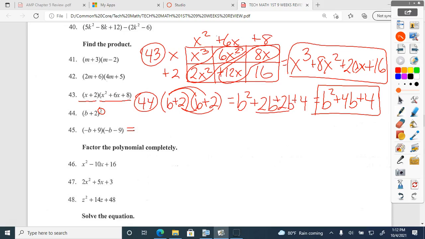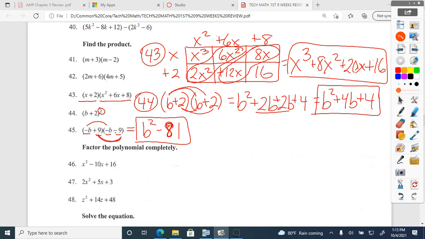45, I gave you one where it has a shortcut. These are exactly the same except for the what? The sign. Okay? If that's the case, you just have to do the first two times the last two. Negative b times negative b is b squared. Positive 9 times negative 9 is negative 81. You don't have to do the parts in the middle because they're going to cancel out. Okay?